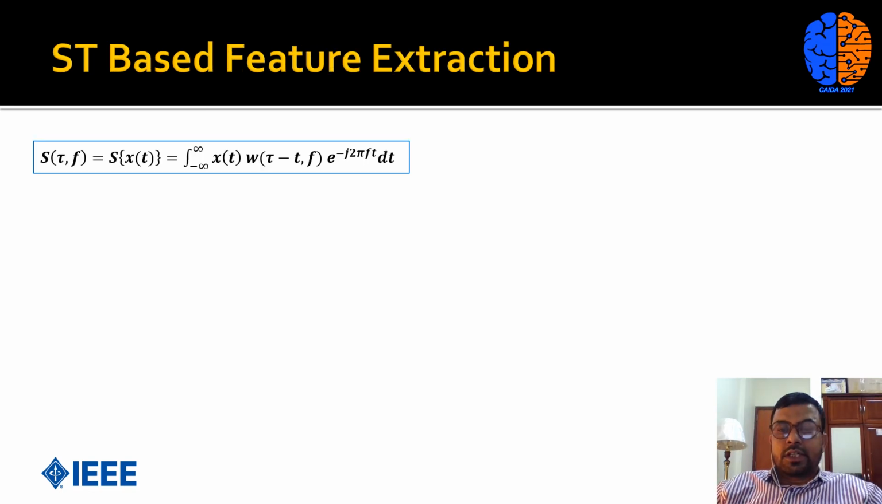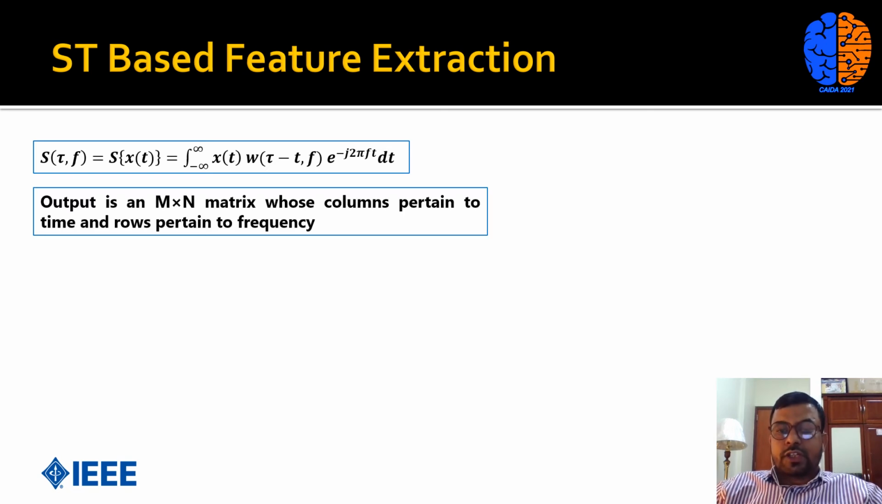As stated earlier, this equation represents the Stockwell transformation of a signal x(t). After the transformation, we get a matrix S, and the elements of the matrix are complex by nature. The columns of the S matrix pertain to time and the rows pertain to frequency. By taking the square of this matrix, we can get the energy matrix E of the signal x(t).